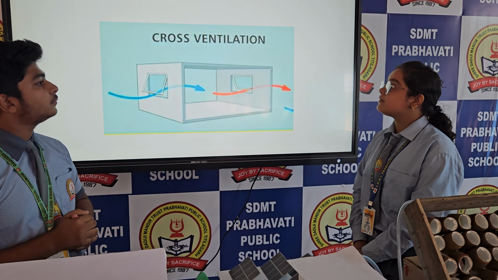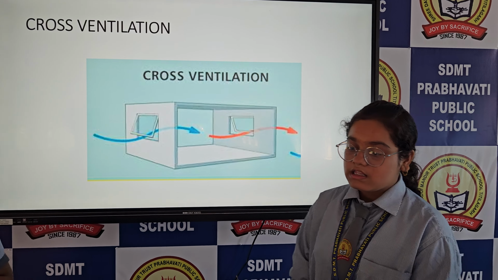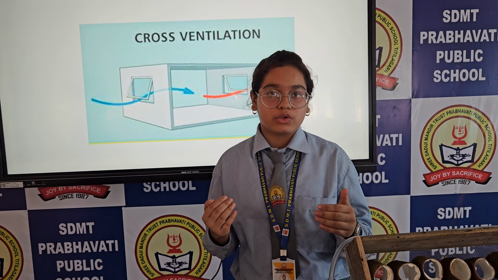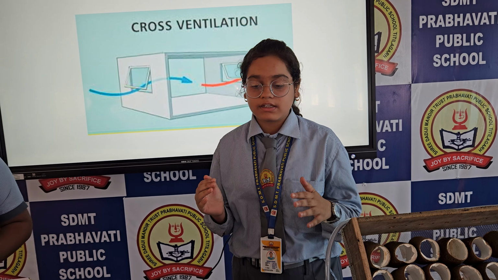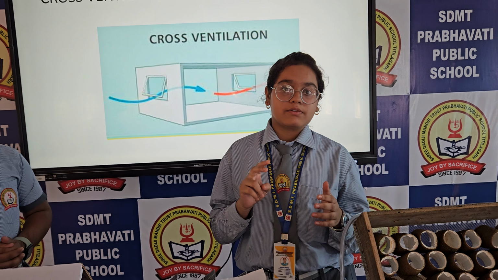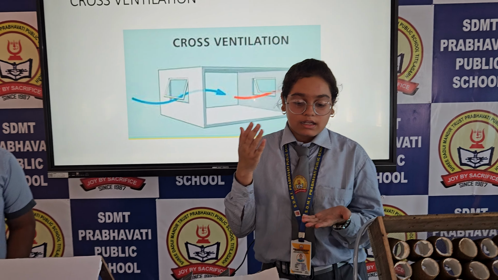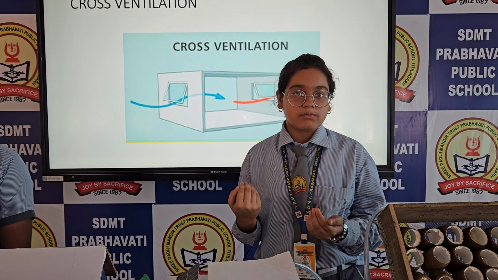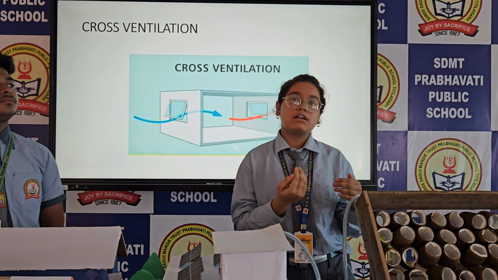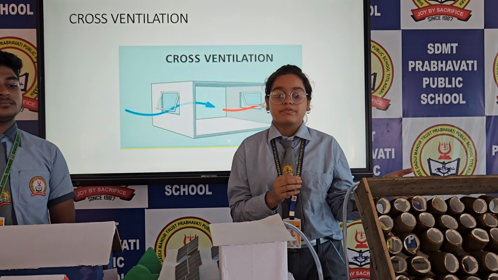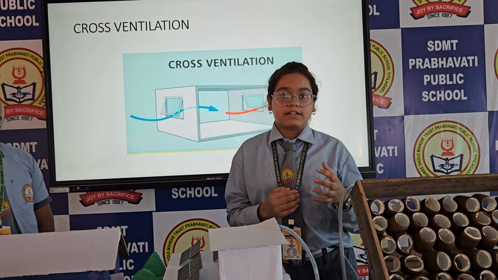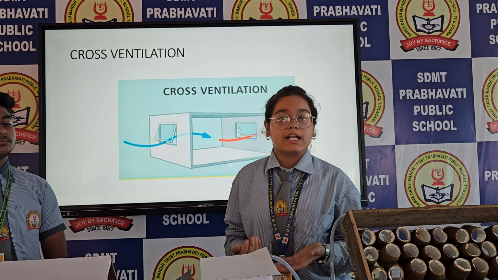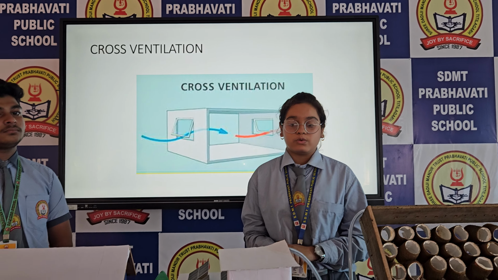So now comes the technique of cross ventilation. It is a technique in which we usually place two pavements or two windows on opposite sides, so that whenever there is a pressure difference between the surroundings and the inside of the home, the hot air will get out of the home through one window, and from the opposite window the cool air will enter the house, and hence it will also help to maintain the temperature of the home.